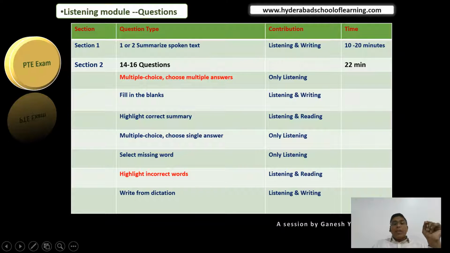2 minutes, because doing write from dictation is important for all kinds of test takers, whether you are trying for admissions into universities or for immigration, where people are trying for 20 points towards immigration. For all kinds of test takers, doing write from dictation is vital, because that is going to be a game decider. So let's see in my next slide.